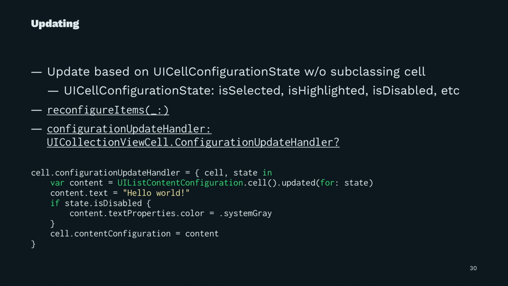However, for completely custom cells, let's say you have some custom state. For example, the cell is favorited, or it represents a user who you're following currently. There's no real way of extending this configuration state. So these new APIs seem mostly useful for lists and not necessarily worth it for custom cells, in my opinion.